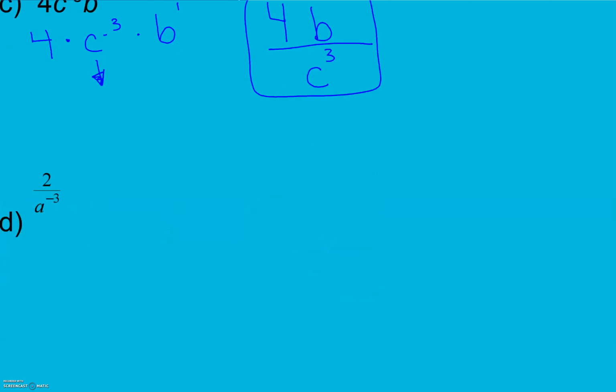And in d here, we have 2 over a cubed. The 2 I can keep where it's at, but my a to the negative 3rd power, I have to move to the top in order for it to be positive. So a cubed. And I have nothing left in my denominator. So 2a cubed there.